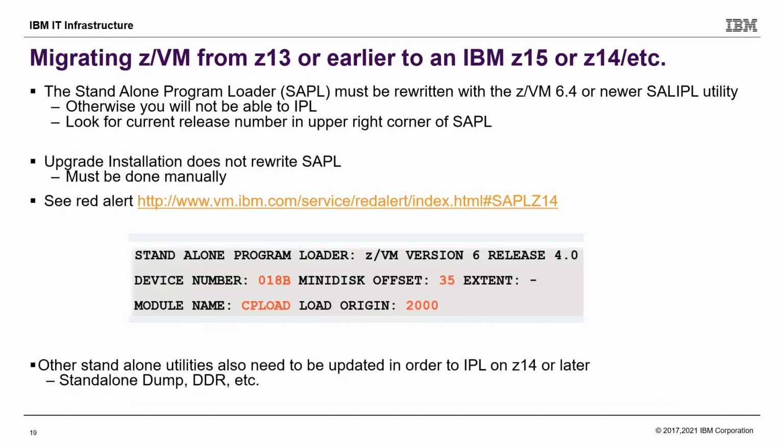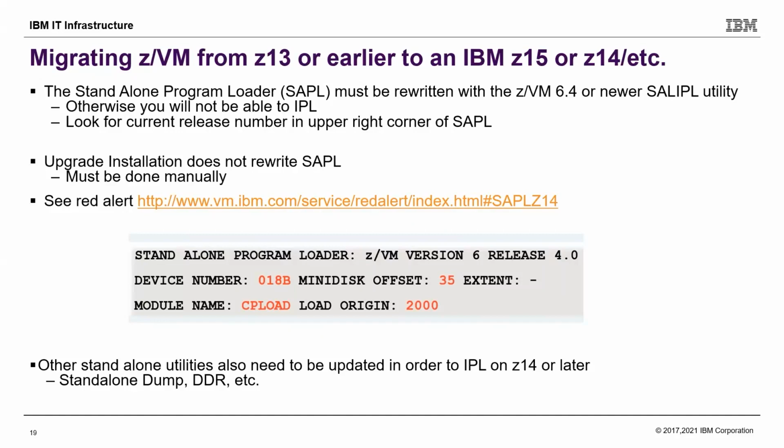One thing I want to make you aware of: if you're migrating a z/VM system, you're running on a z13 or earlier, and you want to migrate up to a z15 or z14 or an equivalent, one of the equivalent LinuxONE servers, the loader program must be rewritten with at least the SALIPL from at least 6.4, so a 6.4 or later copy of SALIPL. Otherwise, you'll not be able to IPL on the z14 or z15.